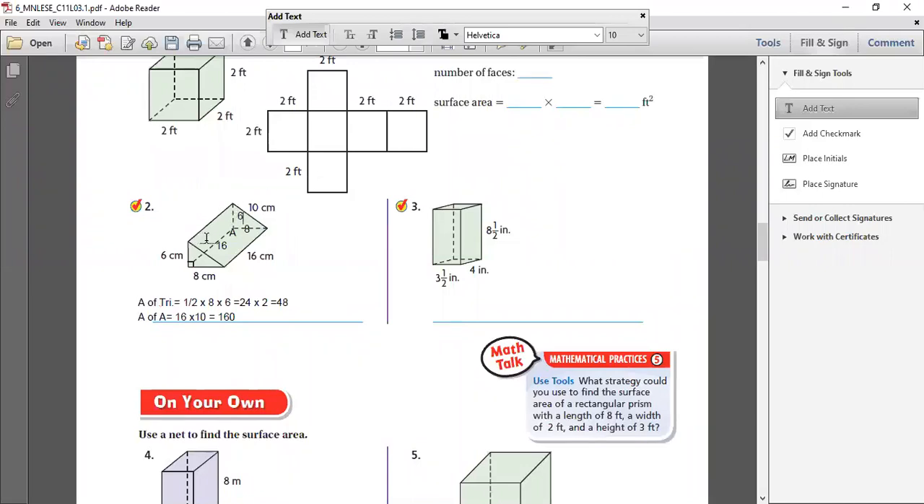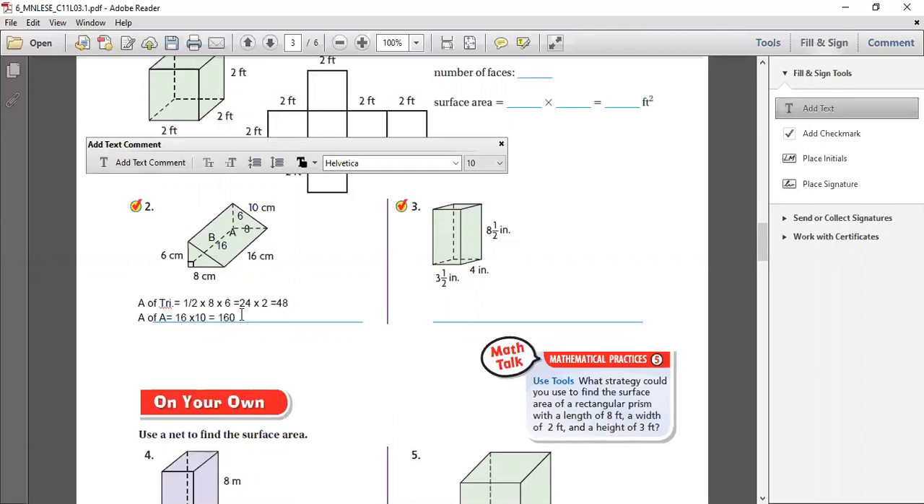So let's name this as B. Okay, so let's find the area of B. Area of B is going to be equal to 16 multiplied by 6. Length is 16, width is 6. So that's going to give me 96 square centimeter.